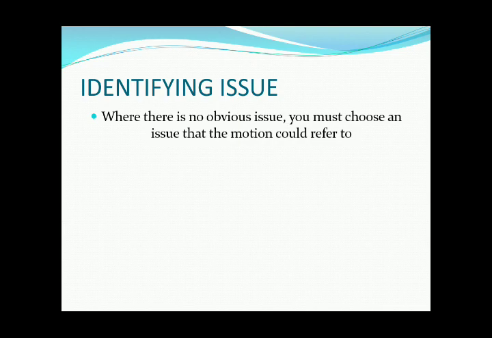In this case, sometimes the motion is not clear enough. The motion is so hazy. But you have to choose between the choices. For example, here, the motion is, this house believes that big is beautiful. The question is, when you want to make a definition from this motion, what does it mean by the big?